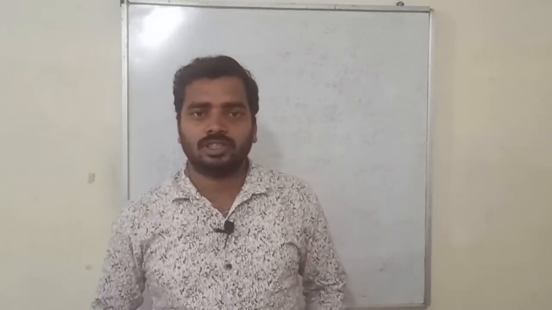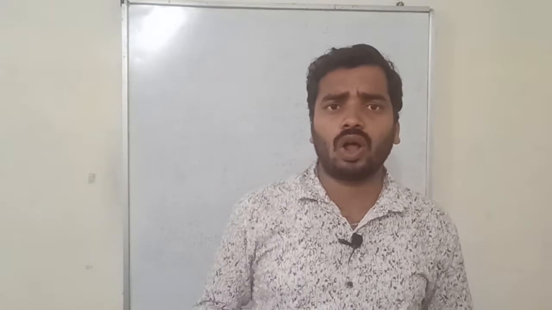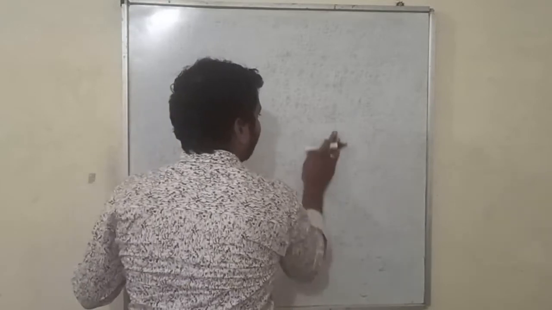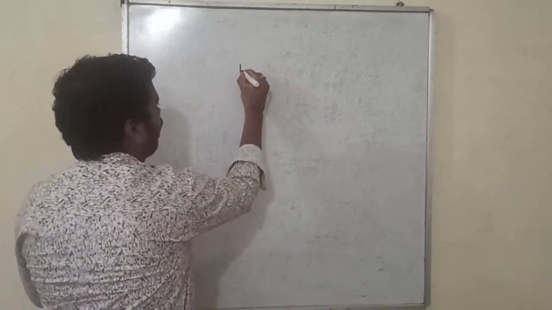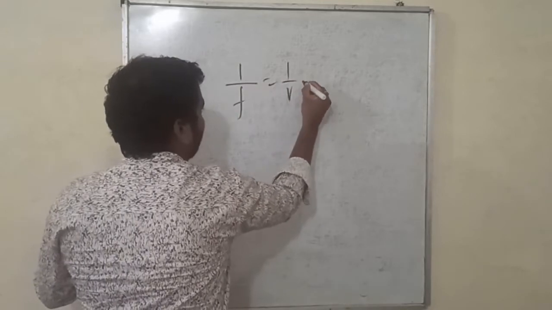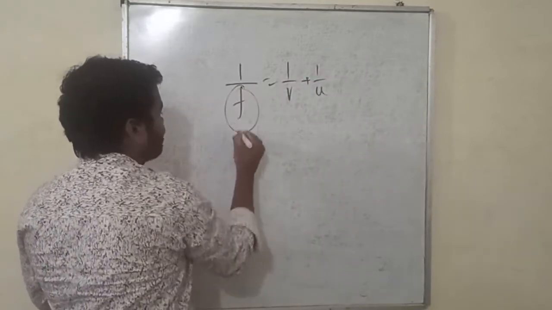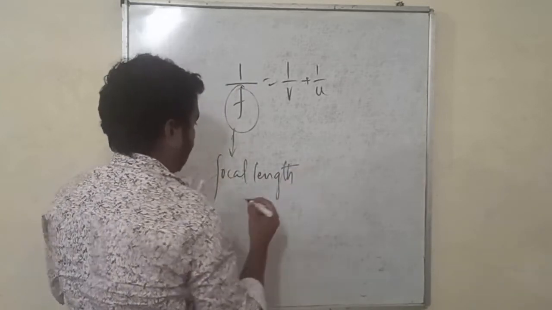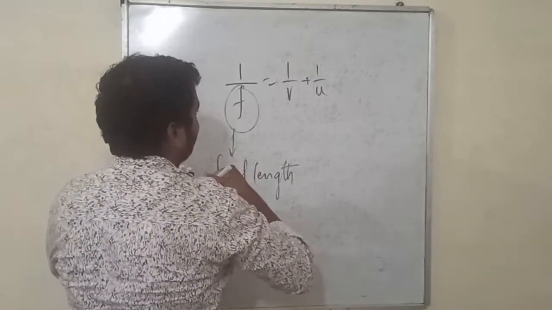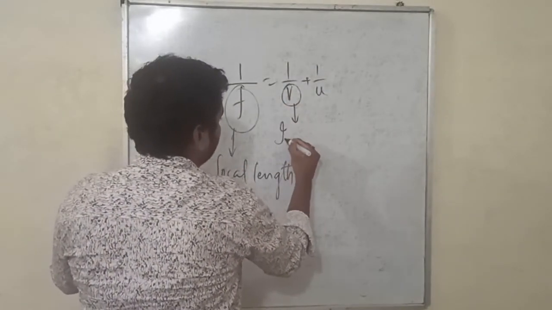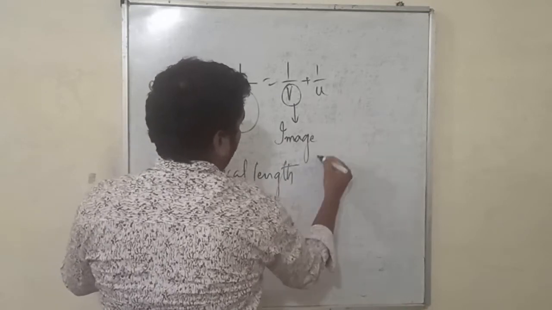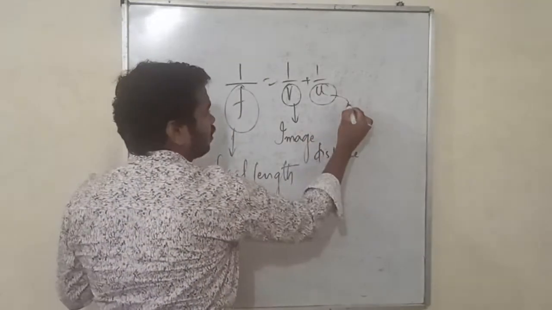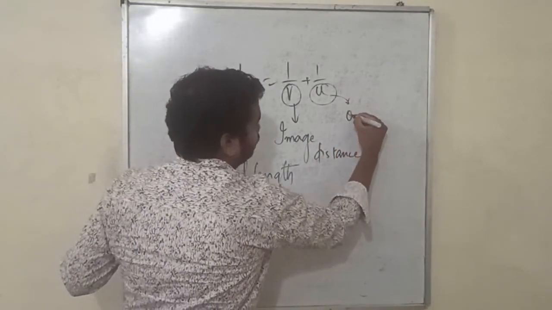Hello children, today we are going to discuss how to solve problems based upon the mirror formula. For that we have derived this mirror formula: 1 by f is equal to 1 by v plus 1 by u, where f is the focal length, v is the image distance, and u is the object distance.